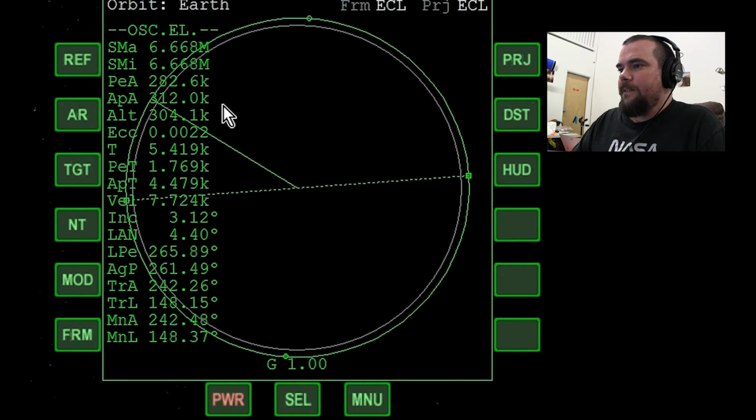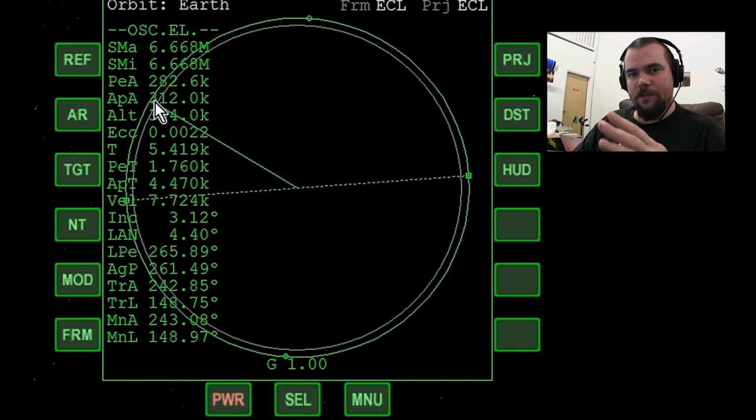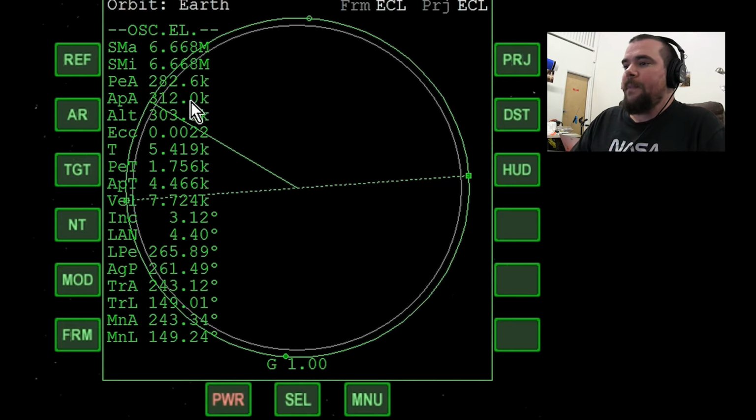All right. So for any orbit, there is a place where the orbit is closest to the ground, where the altitude is lowest, and then a place where the altitude is the highest. And those 2 points are called the periapsis and the apoapsis. So these 2 numbers right here on the MFD, this top one is the periapsis, that's PEA. That's the periapsis altitude. It's 282 kilometers up in the air, and the apoapsis is 312.